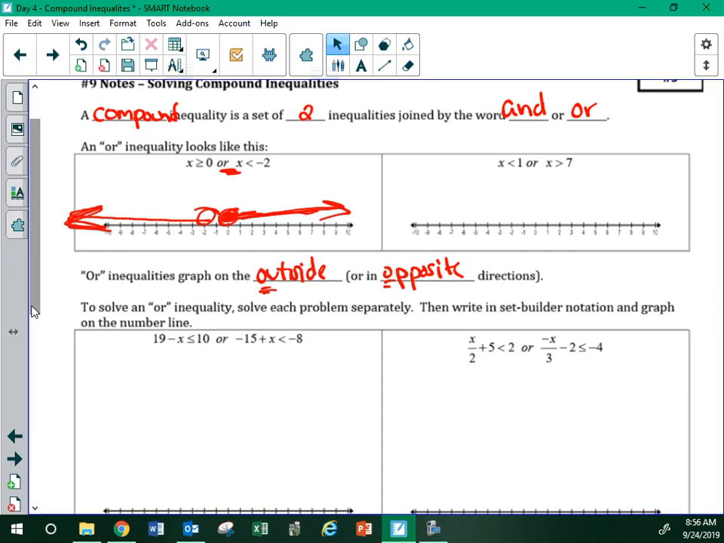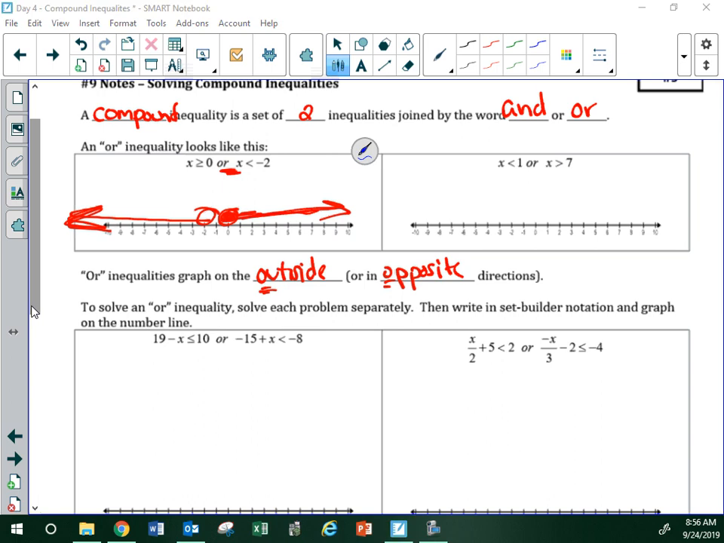All right, so we have x that's less than 1 or x is greater than 7. We should expect them to go in opposite directions. So let's do each individual one. X is less than 1, so I go to 1. Is this open or closed? Open. And it's pointing to the left, so it should be pointing to the left as well.